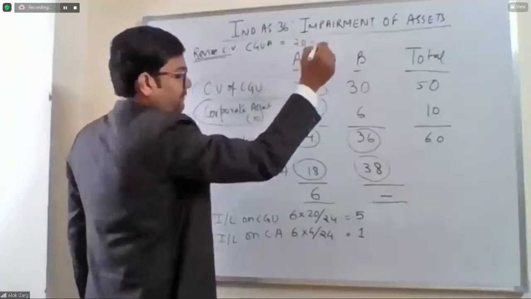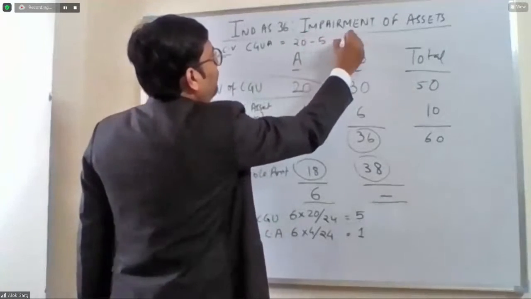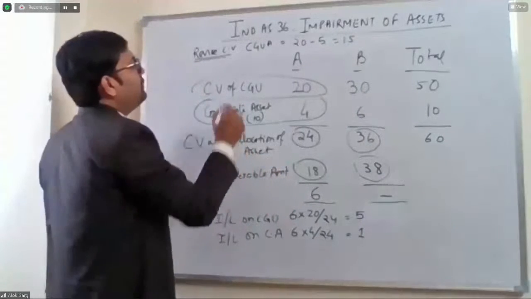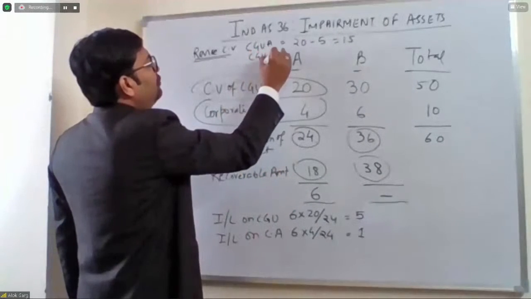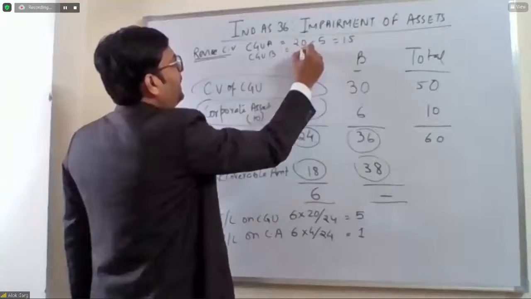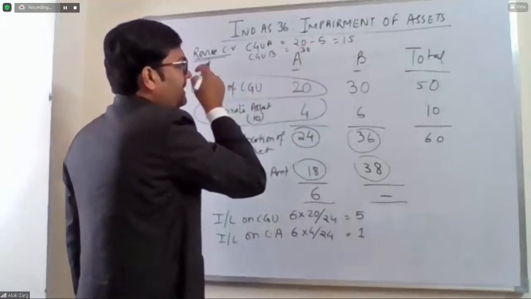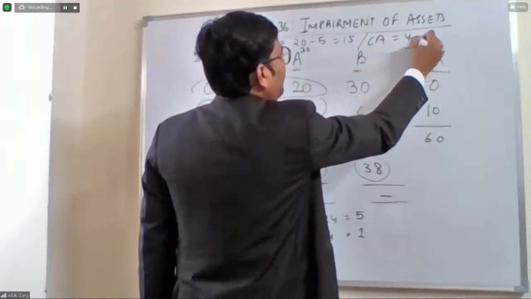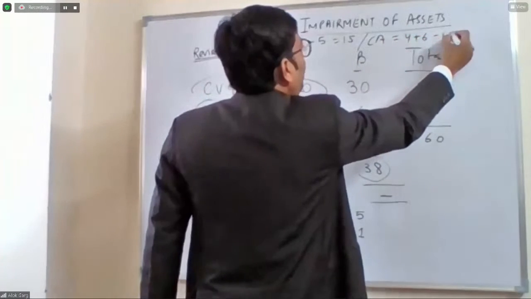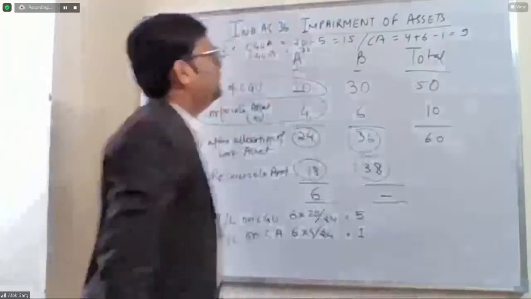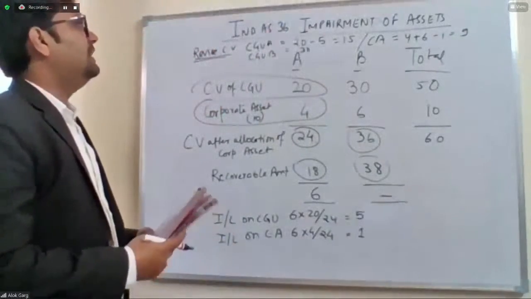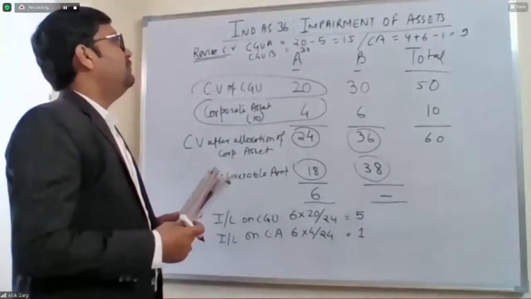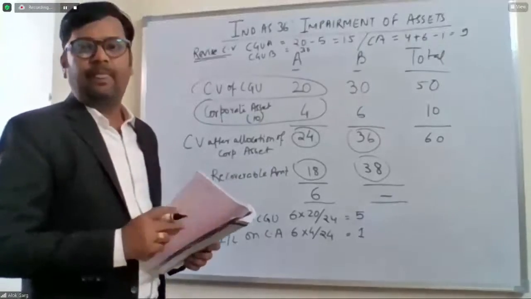The revised carrying value of CGU A is equal to how much? 20 minus 5 is equal to 15 million. What about CGU B? How much was there? 30 million. And what about corporate asset? For corporate asset, it was 4 plus 6, 10 million, minus 1 impairment loss, 9 million. So the corporate asset value was 9 million. The value of CGU A was 15 million.